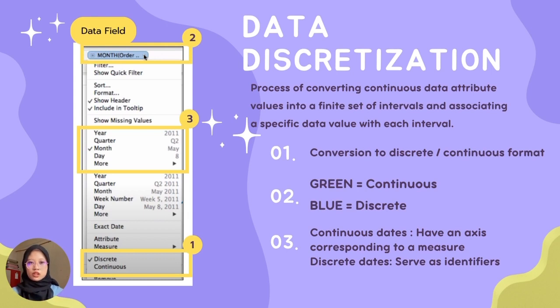As for the second step, when you change the format of the data or other numeric dimension, the data field will be colored in green when it is continuous, while it will be in blue if it is in discrete format. As you can see in the canvas, as I showed in the picture, the data field is in blue, which shows it is in discrete format. For continuous dates, it will have an axis corresponding to a measure, while the discrete dates will serve as identifiers.